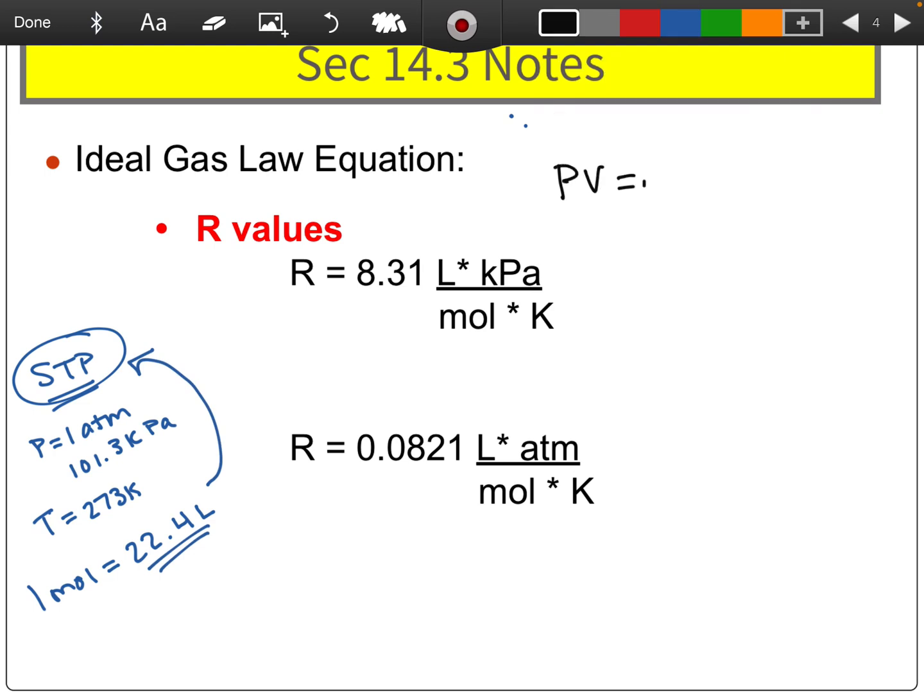So again, I just want to show you where we get these numbers from. I'll just do one as an example. If this is your equation, we have standard pressure. So just for simplicity, we'll use the 1 ATM. So if you have 1 ATM times volume, and we know that 1 mole of gas takes up 22.4 liters of space.